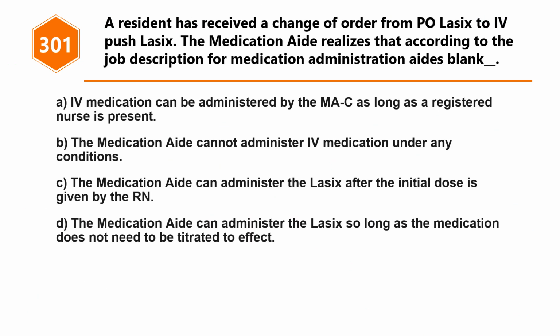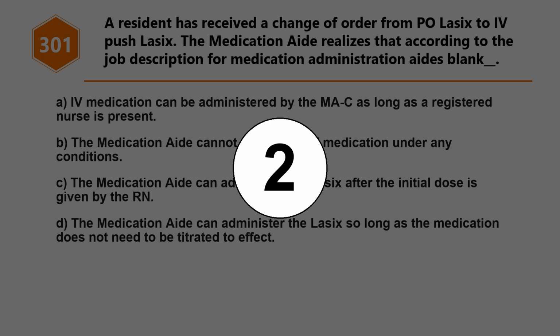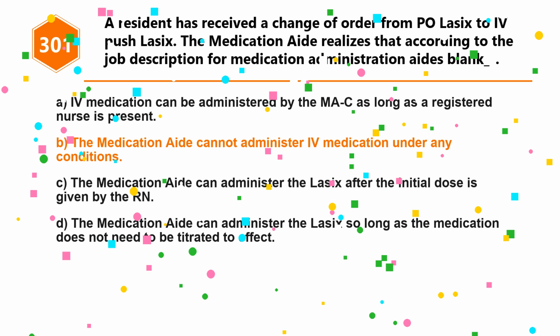Question 301. A resident has received a change of order from Lasix to 4-push Lasix. The medication aide realizes that according to the job description for medication administration aides blank. Option A, 4 medication can be administered by the MACE as long as a registered nurse is present. Option B, the medication aide cannot administer 4 medication under any conditions. Option C, the medication aide can administer the Lasix after the initial dose is given by the RN. Option D, the medication aide can administer the Lasix so long as the medication does not need to be titrated to effect. The correct answer is option B. The medication aide cannot administer 4 medication under any conditions.